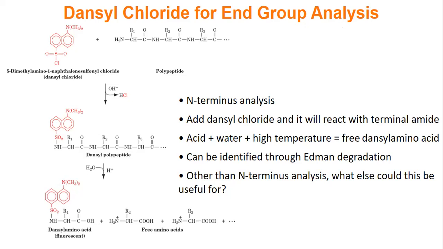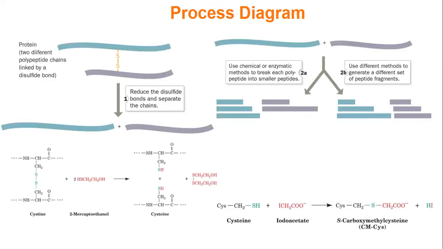Right. So usually the dansyl chloride will sequence the N-terminus, but it can also tell you how many peptides are in a protein as well, because each peptide has an N-terminus. So let's talk about how we sequence a protein. We are looking here at a protein made out of two different peptide chains. We have a blue chain and a purple chain. And these chains are connected by a disulfide bond.